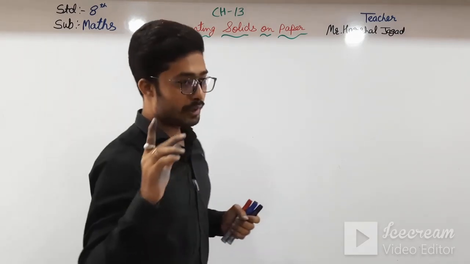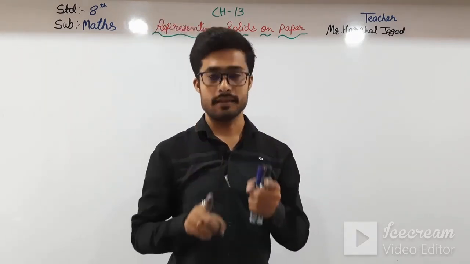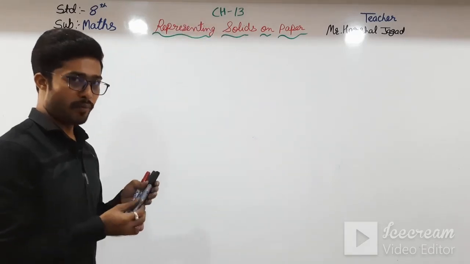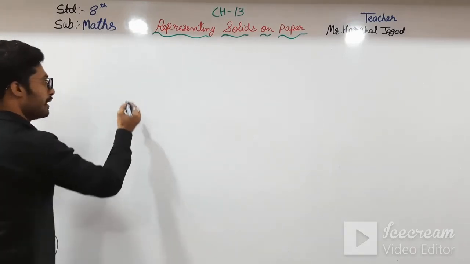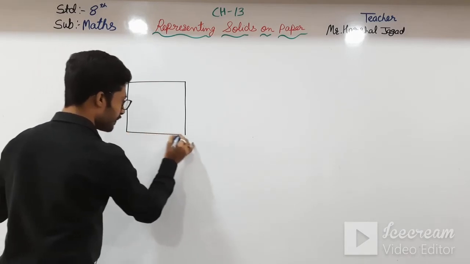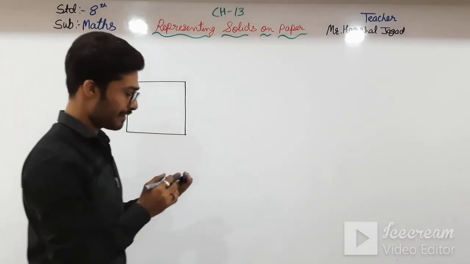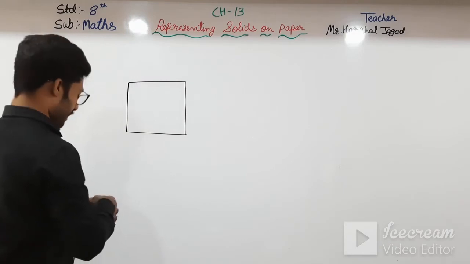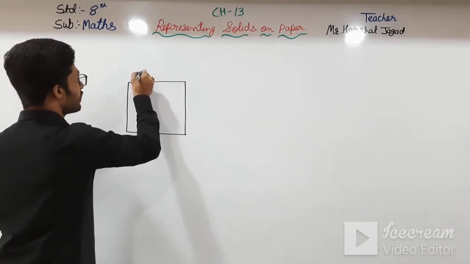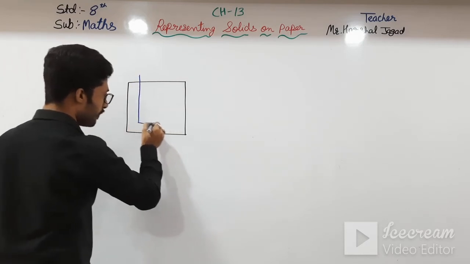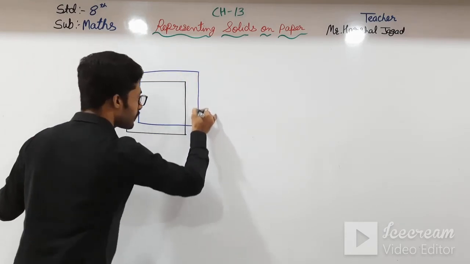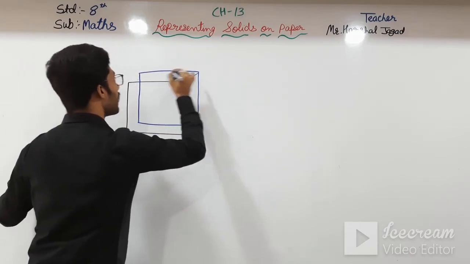In that, I only know to draw one 3D object, that is cube. Okay, students, and I will just show you the cube also. So I only know to draw a cube in 3D objects. In that, I have just mastered, I think, but further I don't know. So here we are just drawing a cube. So this is our cube, students.